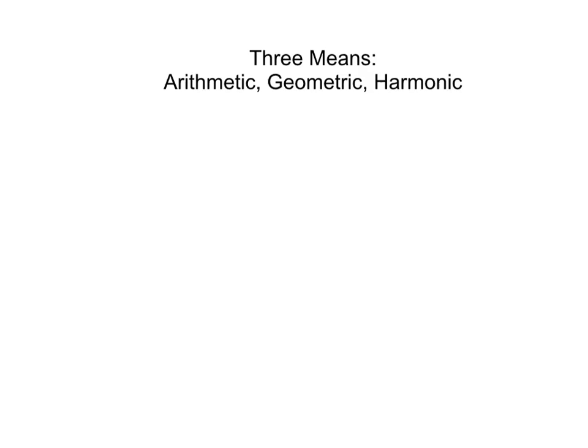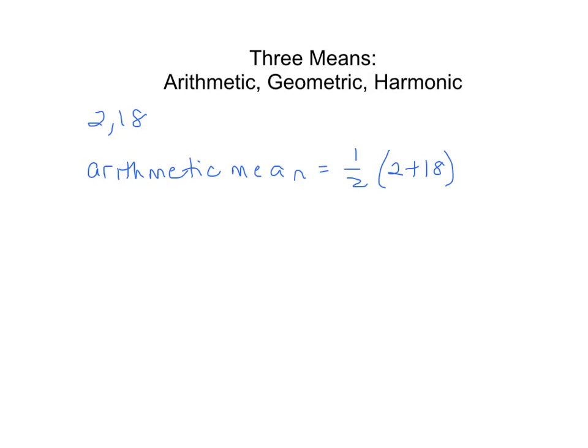In geometry, we'll be running across three different types of means throughout the year. The first is the arithmetic mean, but there's also the geometric mean and the harmonic mean. The arithmetic mean is the one that's most familiar to you. It's the average. If we wanted to get the arithmetic mean of 2 and 18, the way we would do that, as you well know, is to take half of their sum. And half of 2 plus 18 is 10.